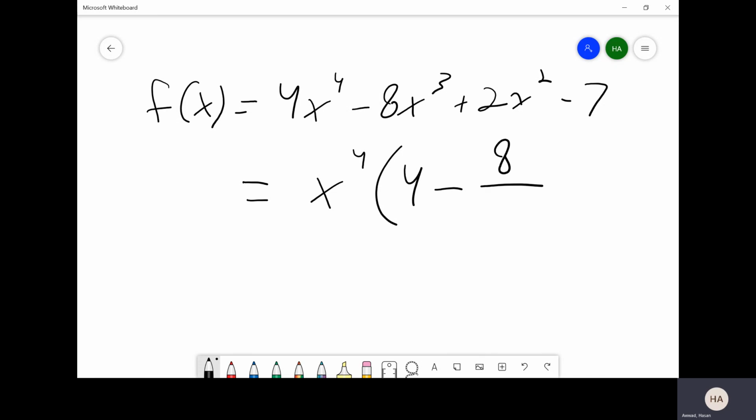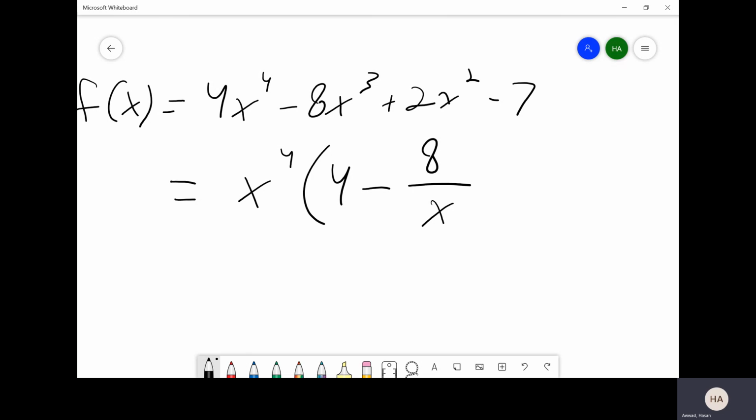Now, we started with x to the third. We're trying to take out x to the fourth. Now realize we're taking out 1 more x than we actually have. So we're really dividing by x here, right? There's still that 1 x left over that we're taking out. So we have 4 minus 8 over x.